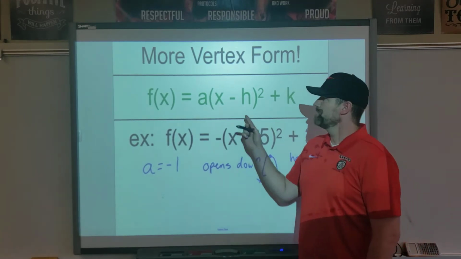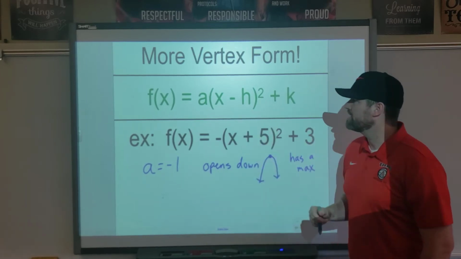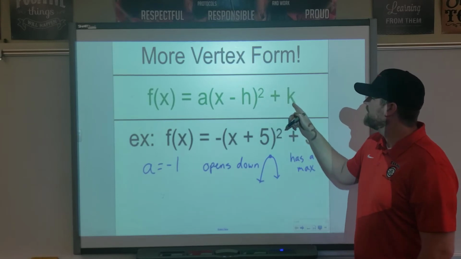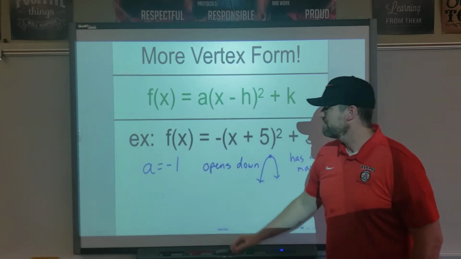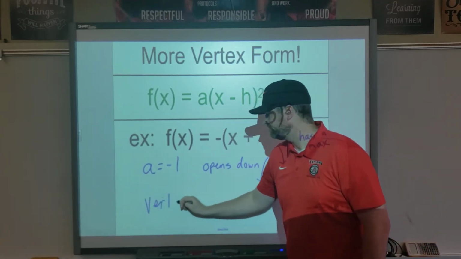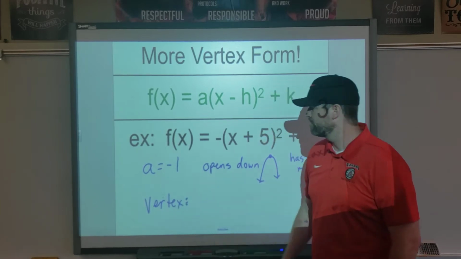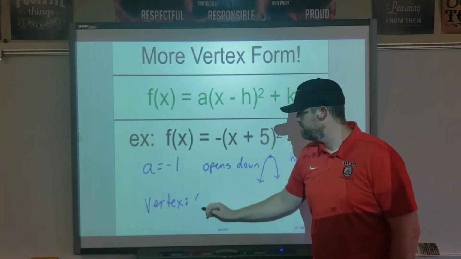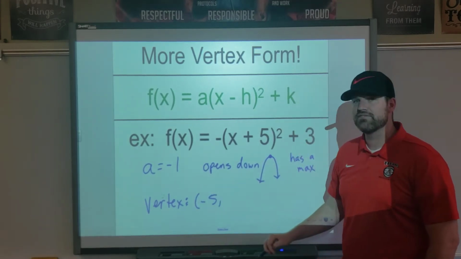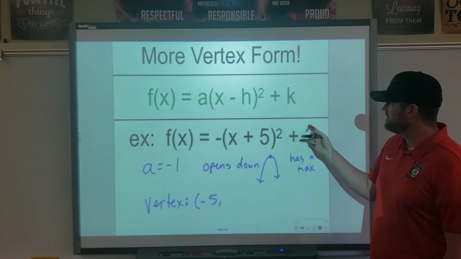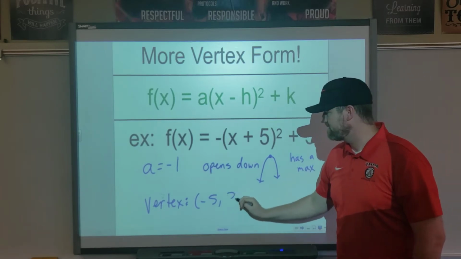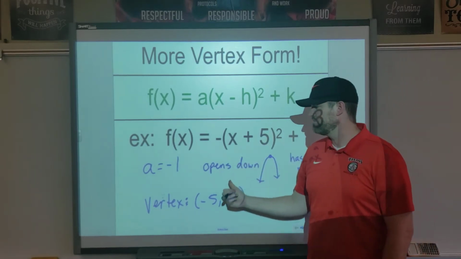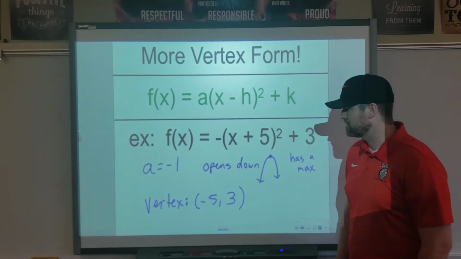But more importantly, vertex form gives us the vertex. And as we learned yesterday, the vertex is always the opposite of what's here, and then the y value is your k. So our vertex, from vertex form, it's the opposite of what's here, so the opposite of +5, so -5, and then whatever the k value is, which in this case is +3. So vertex form gives us direction of opening, but more importantly it gives us the vertex.